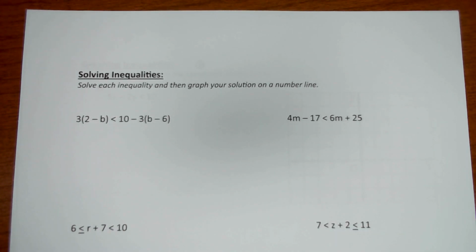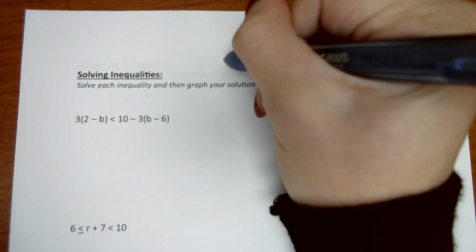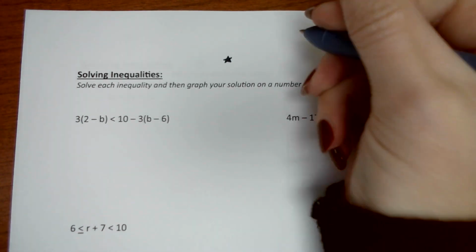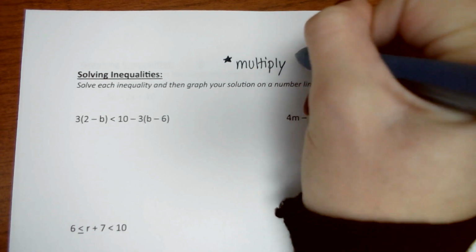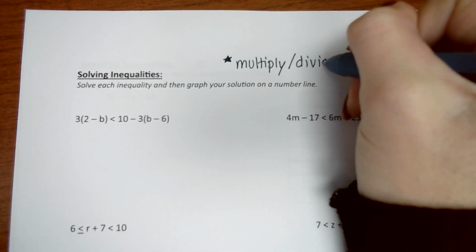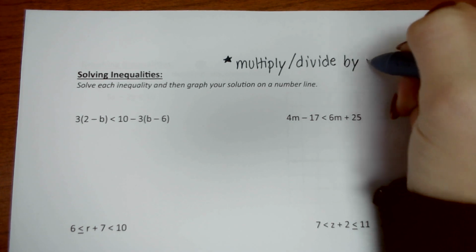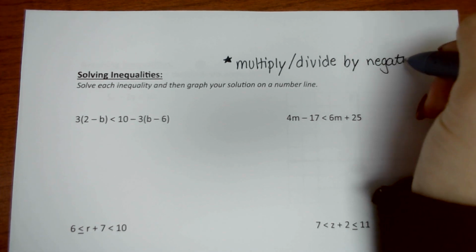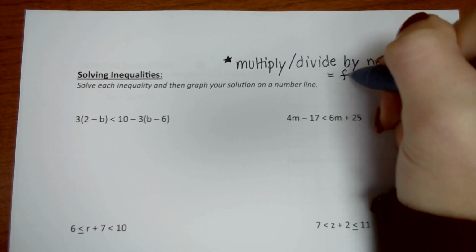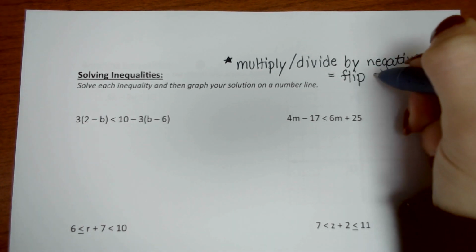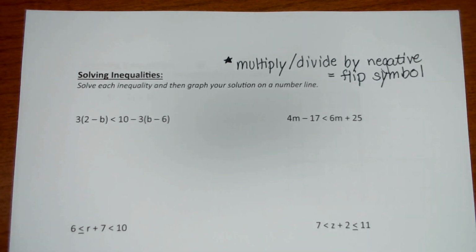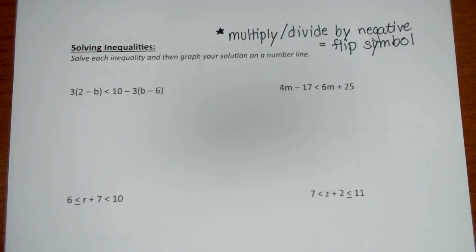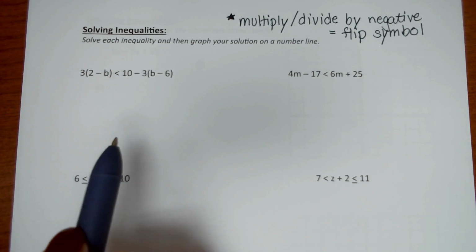Now, before we get into solving inequalities, I just want to remind you of one of the major keys we learned in this chapter, and that was that if we multiply or divide by a negative, that means we have to flip our sign. And when I say sign, I mean our inequality sign, flip our symbol. Okay? So let's keep that in mind while we practice our first couple of questions.